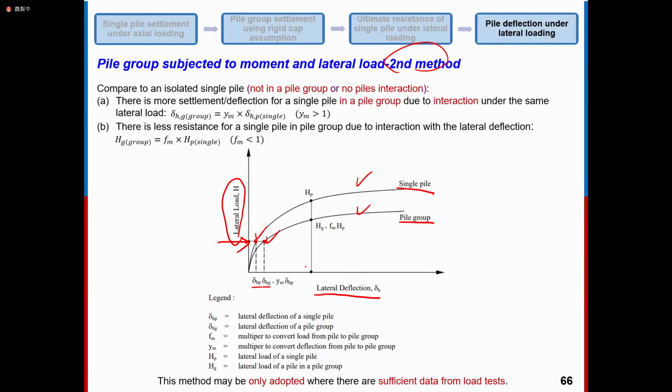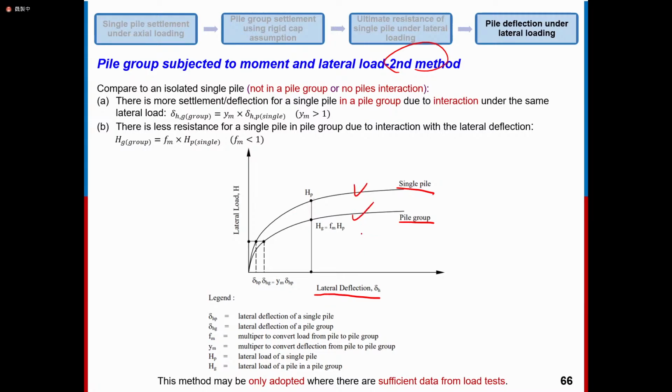Let's change to another perspective. With the same lateral deflection value, we only need a smaller force for pile group compared with the force for single pile. So we just look at this question from two different perspectives, to show you that the pile group interaction effect will enlarge the pile settlement or pile horizontal deflection.